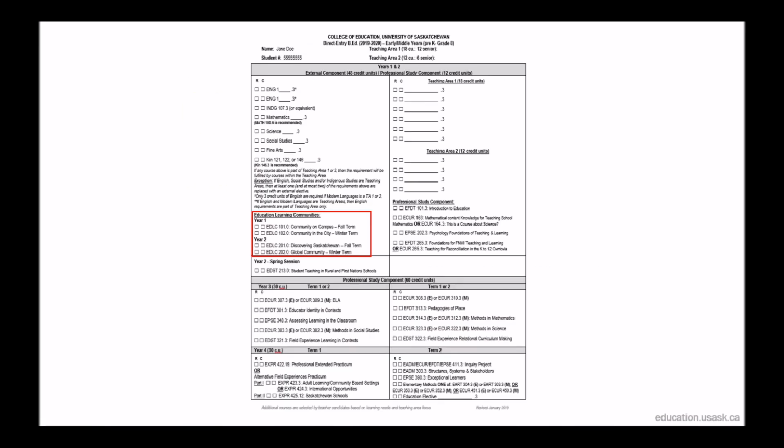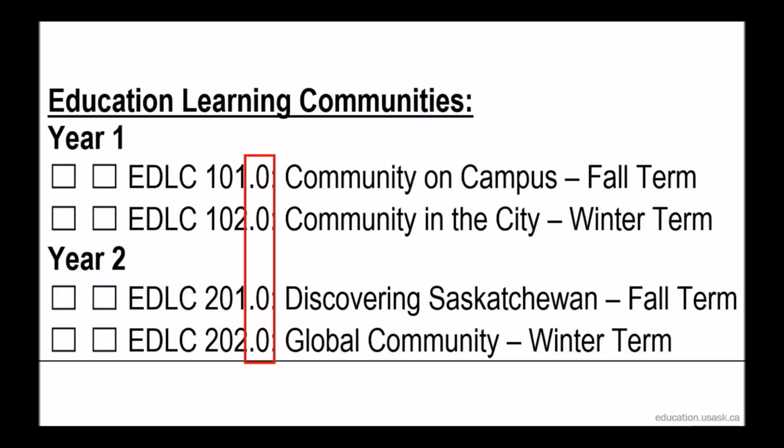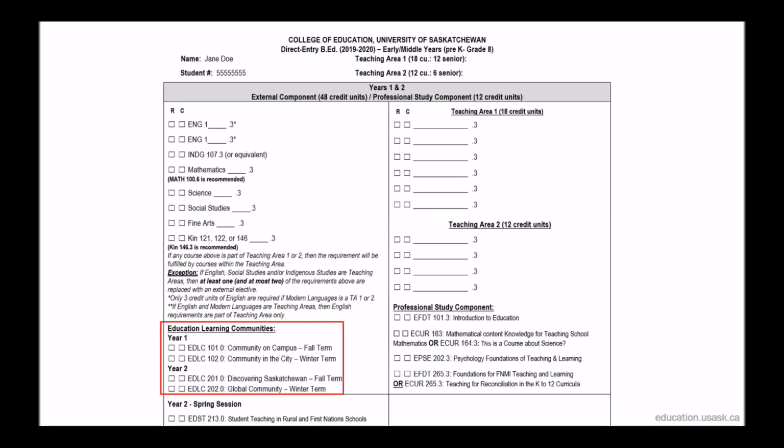The Program Planning Sheet indicates a certain number of credit units in each area. Under Education Learning Communities, you can see that each class is listed with 0.0 after it. The value after the decimal in all courses represents the number of credit units. Since you pay tuition per credit unit, the 0.0 means there is no tuition attached to these courses. However, the learning communities are required as part of the B.Ed program.